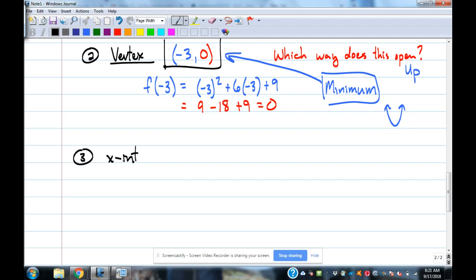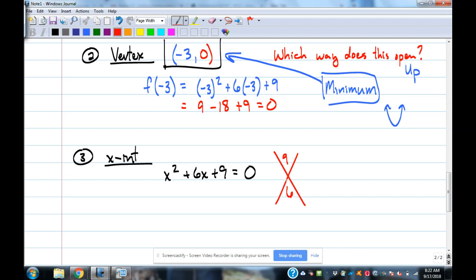Let's do the hard part and find the X intercepts. All right, so how do we find the X intercepts of a quadratic? Solve it by setting it equal to what? 0. So we have x squared plus 6x plus 9 equals 0. What do we want to do to solve that? We can do the x method factoring. This one will factor.